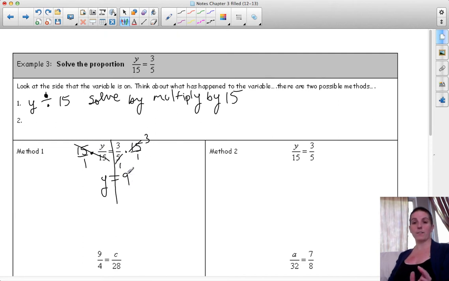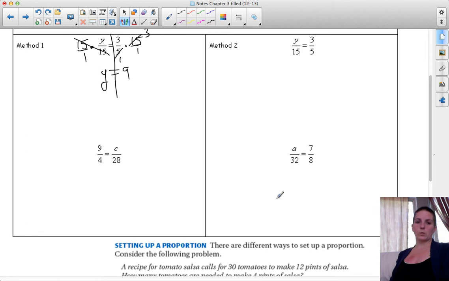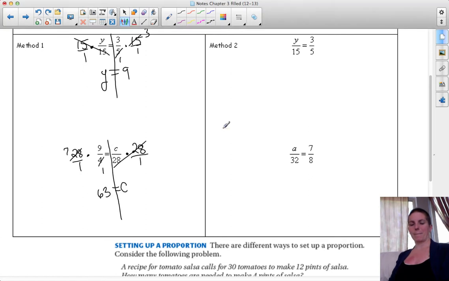That's my favorite method. Now the second method is going to appeal to the logic-based side of your brain. I want to leave method 2 for another video. So would you please give this second problem a try? Solve for C. Hopefully you multiplied both sides by 28 and you simplified your fraction.